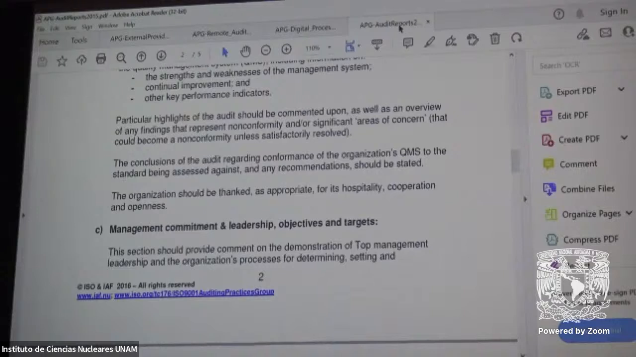All right. Okay. So any other questions on audit report? No?